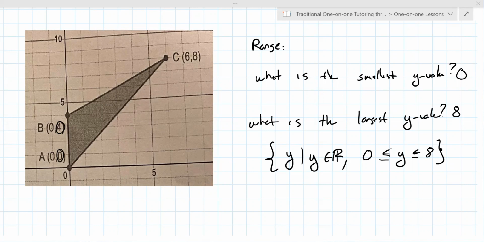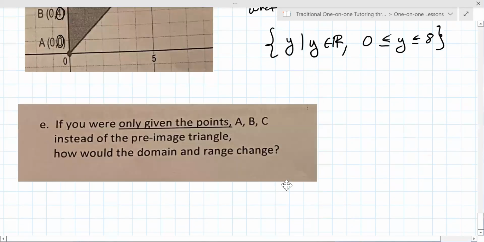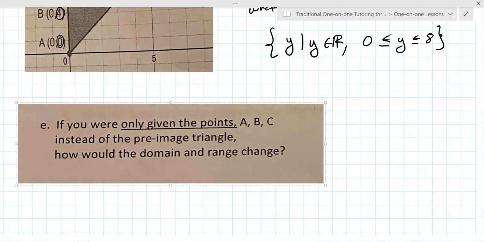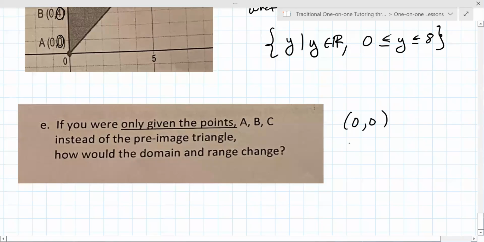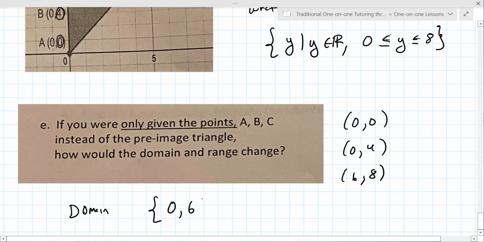Okay, so question E. It's a little bit odd, but I'll try to explain this. It says if you're only given the points A, B, and C. So literally, you're only given 0, 0, 0, 4, and 6, 8, but you're not connecting them. You're not shading in between them. The domain this time is weird because I don't know why they're doing it. It's the set that contains just the x values. So that's 0 and 6, just that.